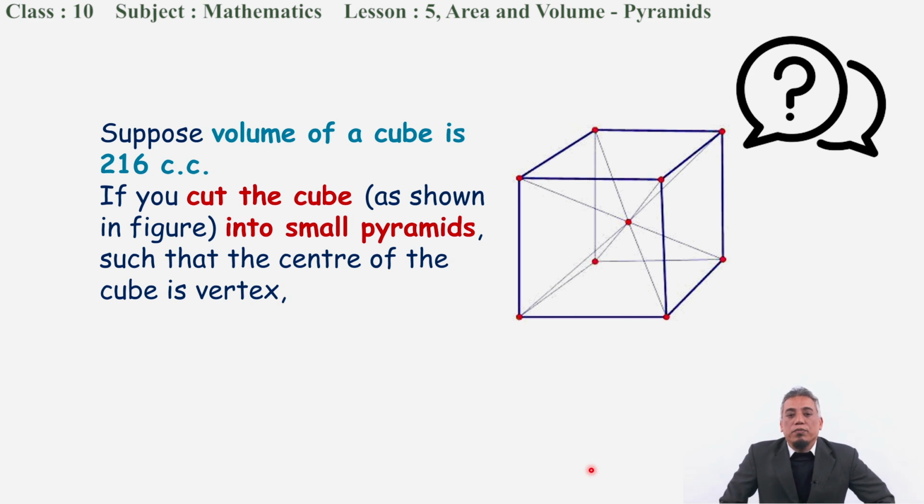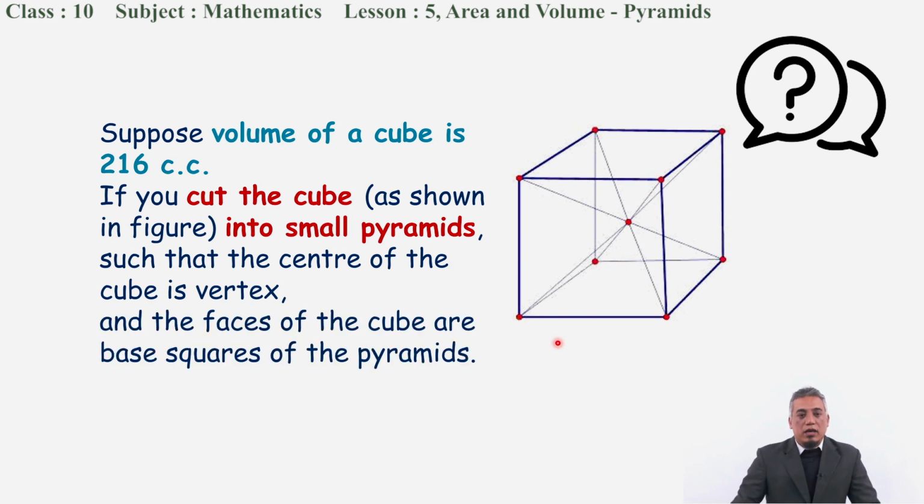If you cut the cube as shown in the figure into small pyramids such that the center of the cube is the vertex, you can see this being the vertex, there are small pyramids all over this cube. And the faces of the cube are the base squares of the pyramids. Obviously, these faces are the bases of the pyramids. Face of cube is base of pyramid here.